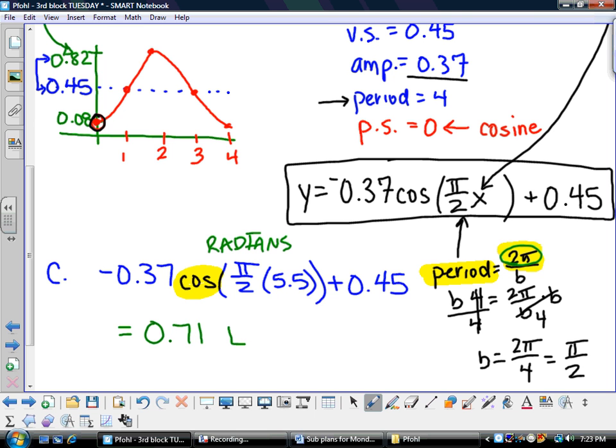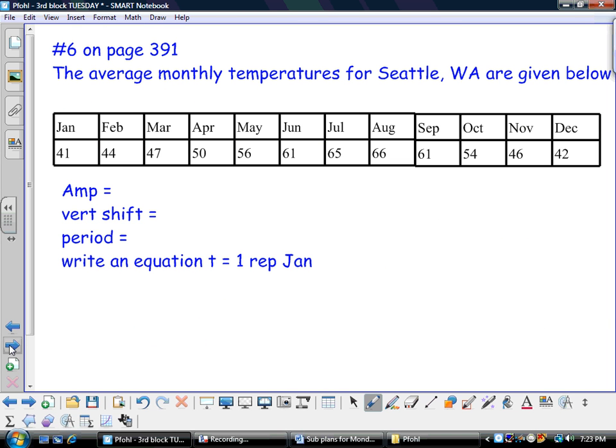The next example that we're going to do in this section is number 6 on page 391. So turn the page over to 391 and take a look at number 6. You don't need to write down all of those values on the table in your notes. If you would like to, go ahead. But I would just recommend writing down that this is number 6 on page 391, and then you can refer back to that table whenever you need to.